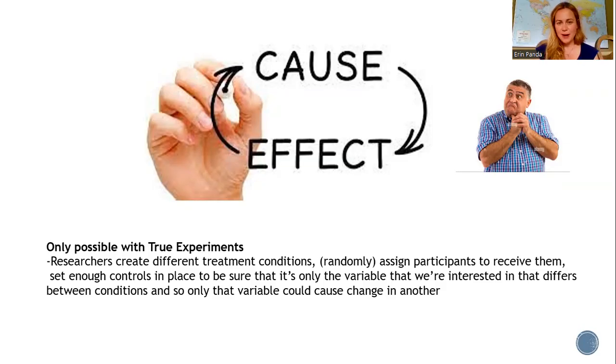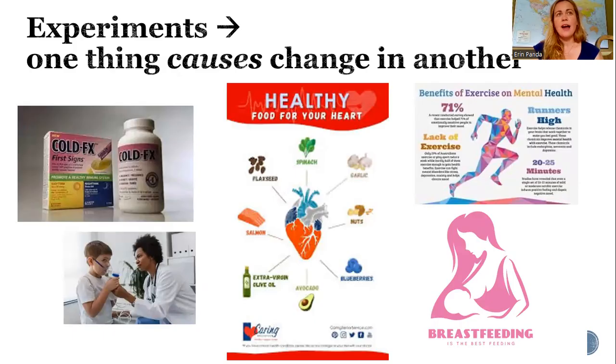Only with a true experiment can we do this, because researchers create the different treatment conditions. They randomly assign participants to receive those conditions, and they set enough controls in place to be sure that it's only that one variable that they're interested in that differs between the conditions, and so only that one variable is what could be causing the change in another. It's only in this very highly controlled design that we can determine that change in one thing causes change in another.